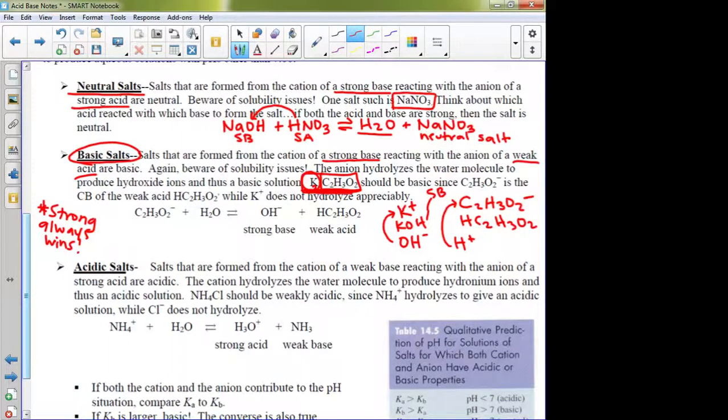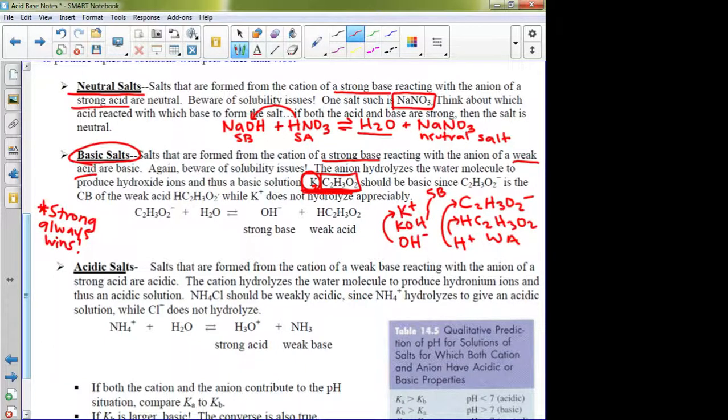So then I say, well, KOH is a strong base because it's a metal in group 1 bonded to hydroxide. That makes it strong. And I know that this is not one of my 6 strong acids, so it must be a weak acid. So therefore, I know the salt that I get has to be what? Has to be a basic salt because strong wins. Does this make sense? Do we see it better now?